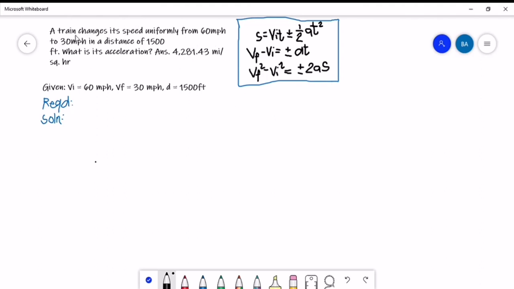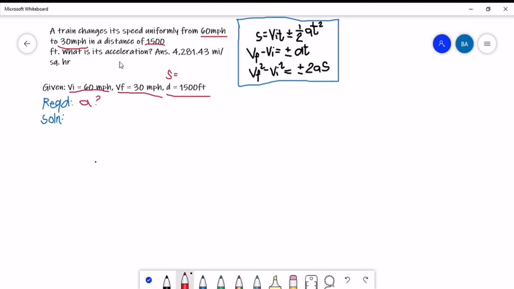Then the next step is you're going to identify the given and the unknown. So here, let's identify the given. We have our 60 mph here, or miles per hour. This is our v sub i, or our initial velocity. 30 miles per hour, this is our final velocity. Then we have a distance, or this is our displacement, 1500 feet. So this is d, or this is also s. The next is to find what is asked in the problem. Now, what is its acceleration? So we will be finding our acceleration.